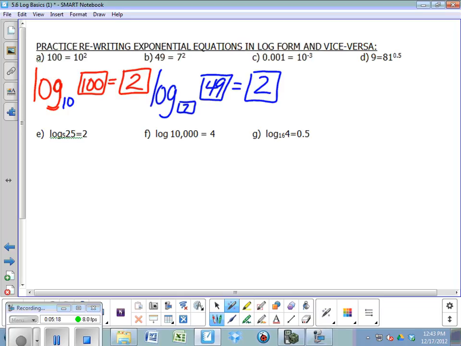So why don't you go ahead and finish up C and D. All we're doing is rewriting it in log form. Go.